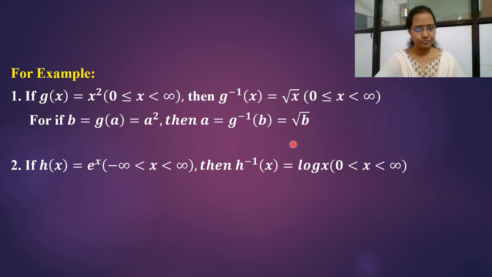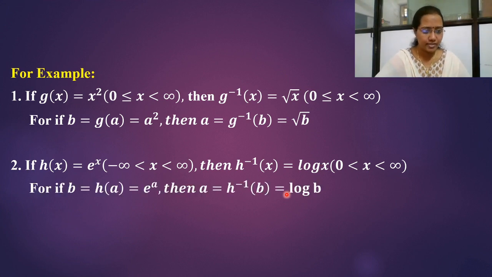Another example. Now consider h of x is e raised to x, where the domain is the real line. Then h inverse of x is log x, where x is between 0 and infinity. How do we find it? Similarly, consider h of a is equal to b. Okay, h of a is equal to b.